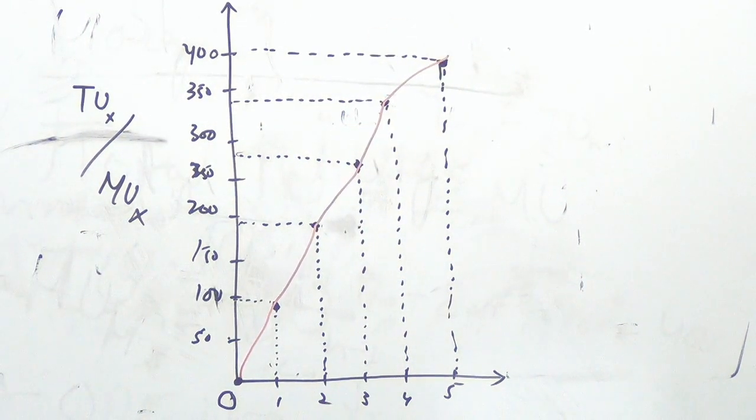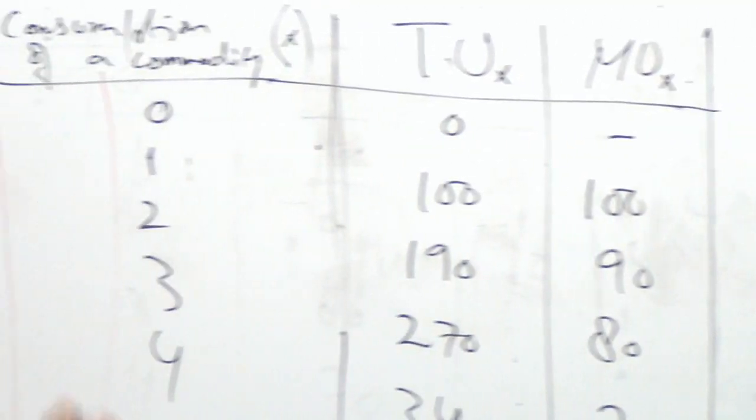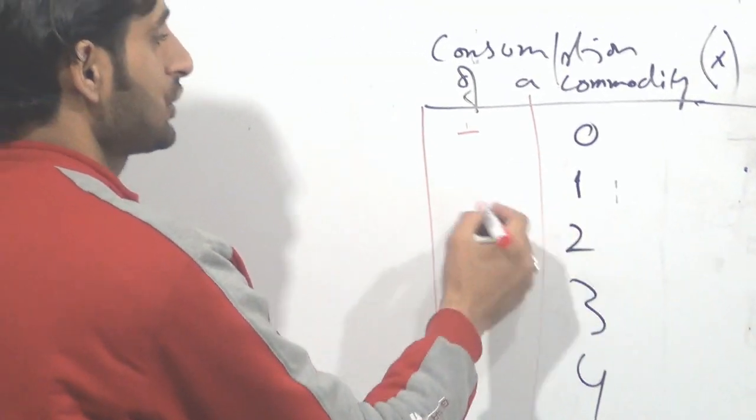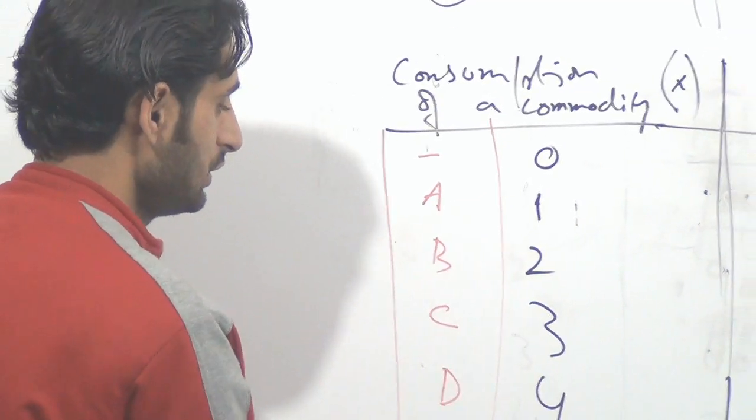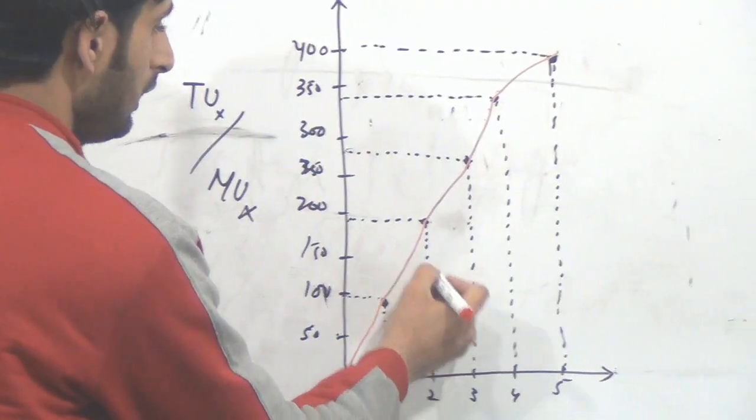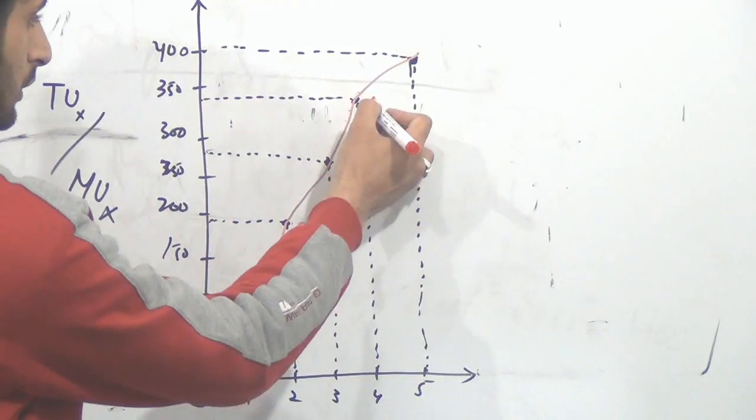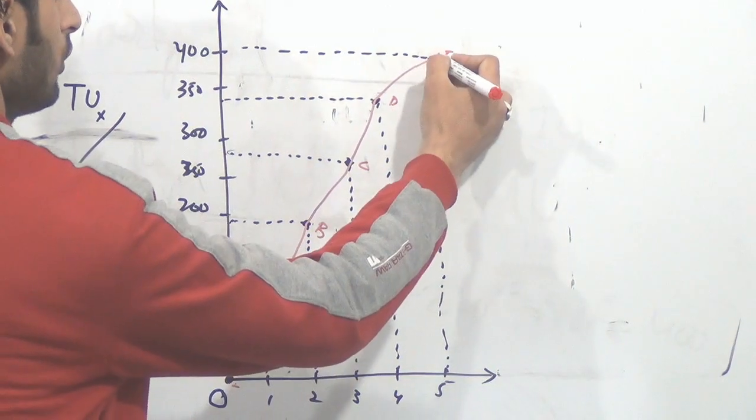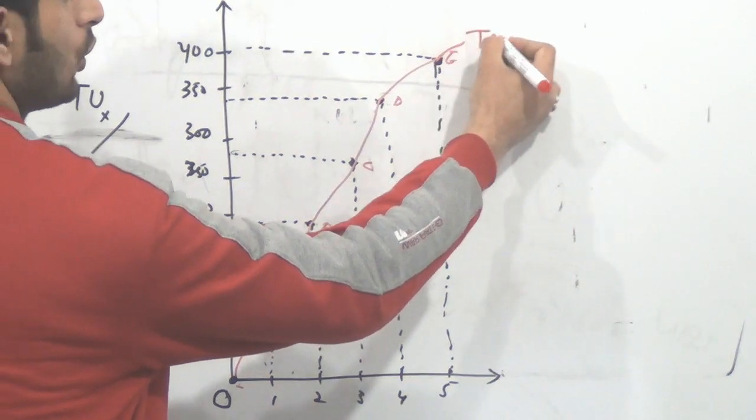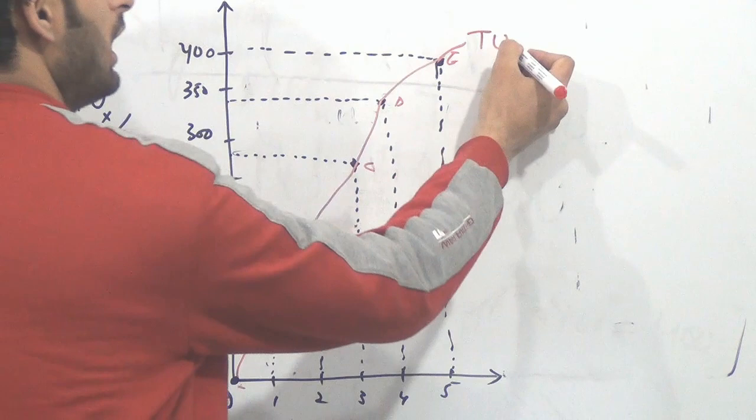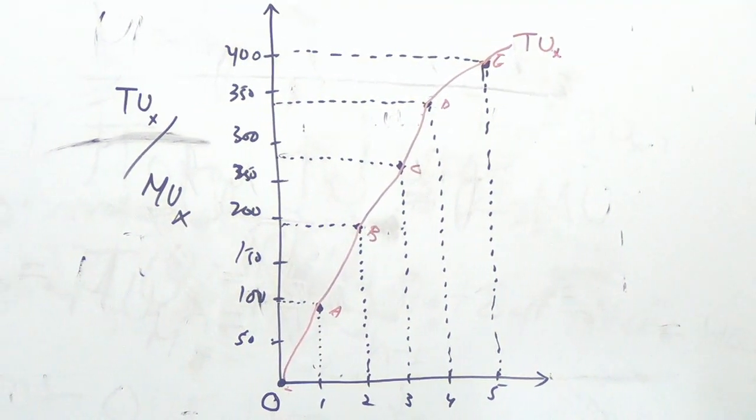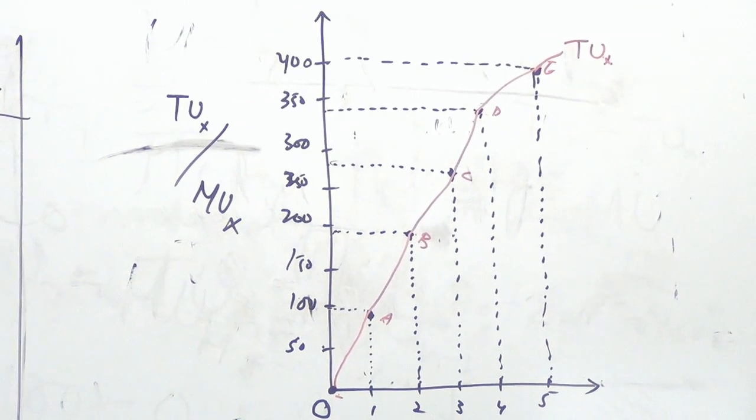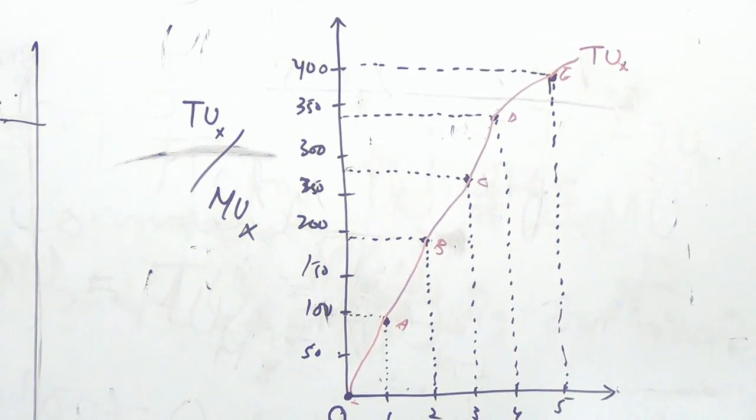We can name these units as well like this: dash, A, B, C, D, E, dash, A, B, C, D, E. What we got here, dear students, is the total utility of X, or total utility curve. Now, I am going to draw another curve, the marginal utility curve.